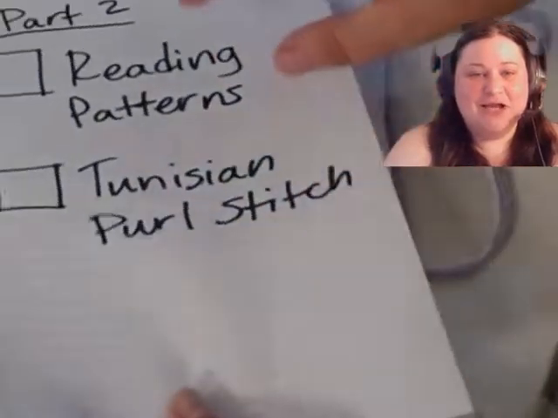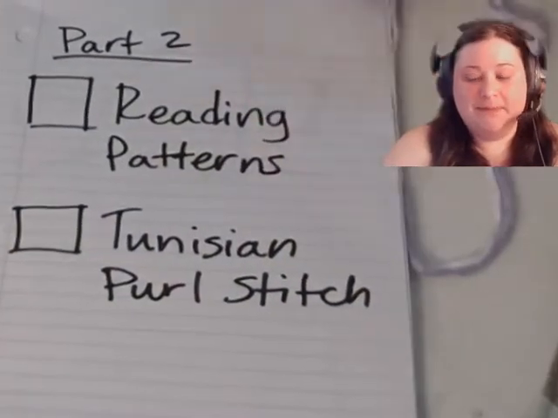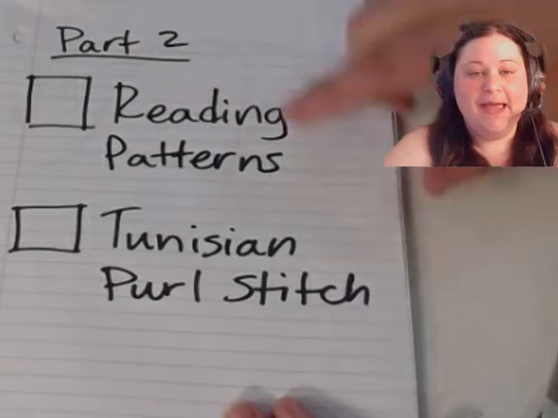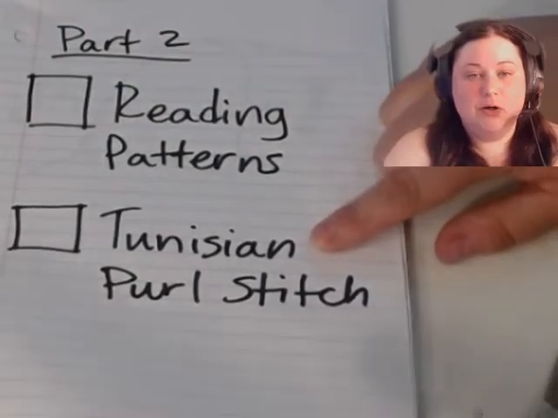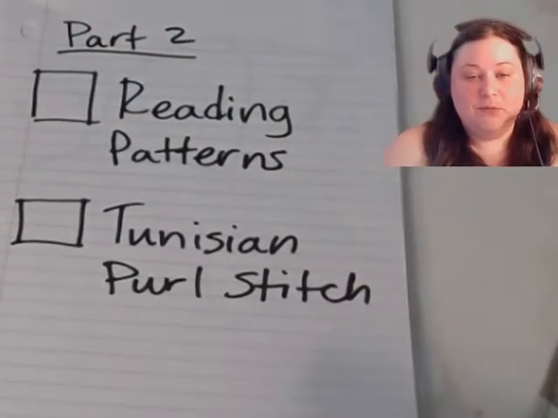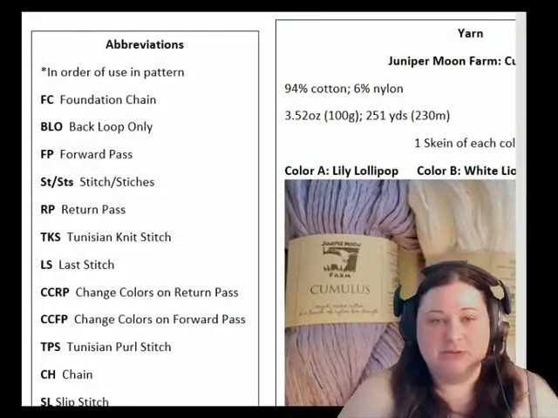And today I want to talk to you a little bit about how to read patterns in Tunisian crochet and how to complete a Tunisian purl stitch. Now, a lot of people, when they think about reading a pattern for crochet, knitting, or Tunisian crochet, they get a little bit nervous. But really, I'm here to tell you that the only difficult part about reading a pattern is usually the abbreviations the pattern designer chooses to use in their pattern writing. So let's take a look at some of the abbreviations that I've chosen to use.